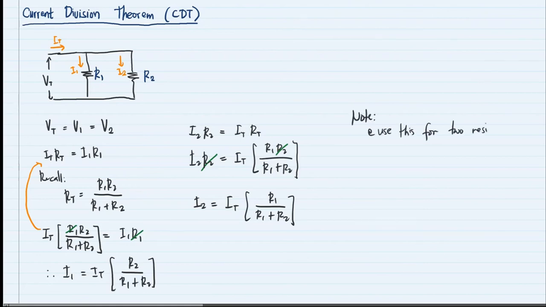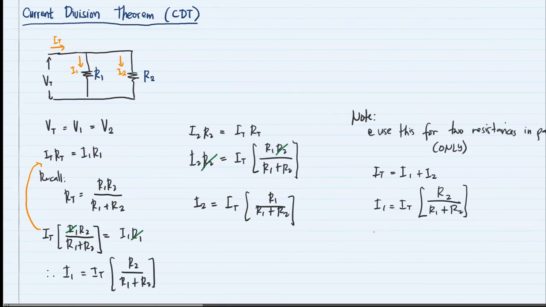So, in summary, we can only use this if there are only two resistances in parallel. If there are three, you can no longer use the CDT. Second, here is our summary. IT is equal to I1 plus I2. I1 is equal to IT times R2 over R1 plus R2. And I2 is equal to IT times R1 over R1 plus R2. So, this is the summary of the CDT.